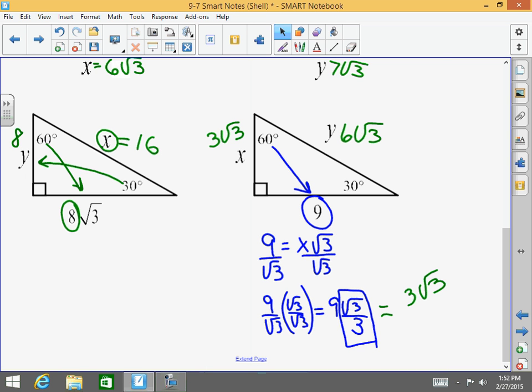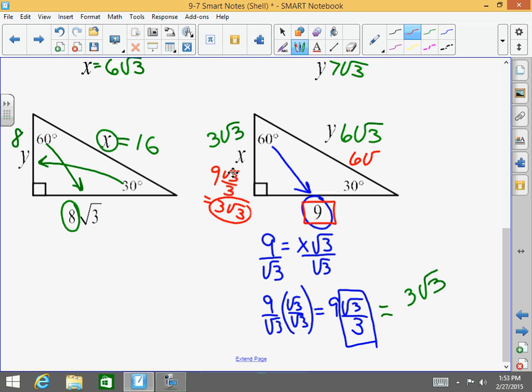So, how can I use this as the trick format, or just the easy way? Well, if I know that my side across the 60 is 9, my side across the 30 will be that 9 times radical 3 over 3, which reduces to 3 radical 3. Then I multiply that by 2, which gives me 6 radical 3. That's kind of messy. 6 radical 3.